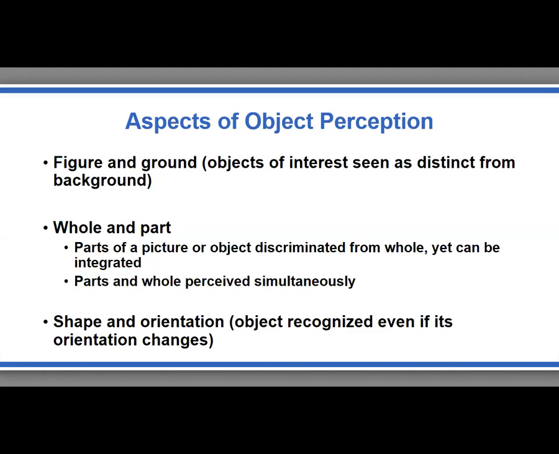You see them, but you don't see them, I guess. You're focused on the ball, not so much them, right? They become fuzzy background noise to your eyes. Whole and part: parts of a picture or object can be discriminated from the whole. It can be integrated, with parts and whole perceived simultaneously. Shape and orientation: an object is recognized even if its orientation changes.